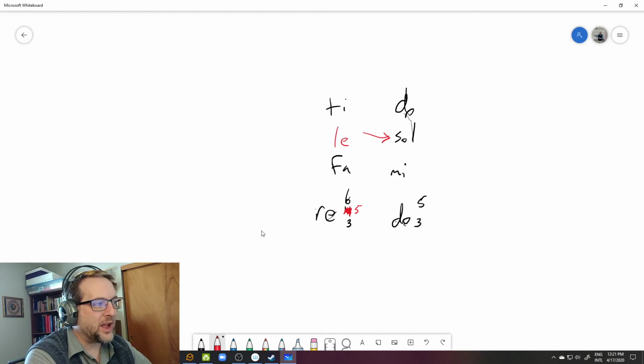Anyway, the lay sol swap, just like that. And this is not actually a 6-5-3 chord. We can recognize it because it's that diminished seventh, all tritones, all minor thirds. And it's behaving like a 6-4-3 chord because I just did that substitute.